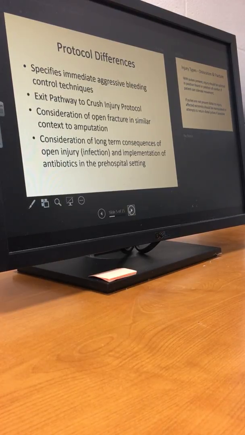Extremity injury types, dislocations and fractures. With pulses present in these types of injuries, injuries should be splinted in the position found or in a position of comfort if the patient can tolerate any movement. If pulses are not present distal to the injury, the affected extremity should be manipulated in attempts to return distal pulses if at all possible.